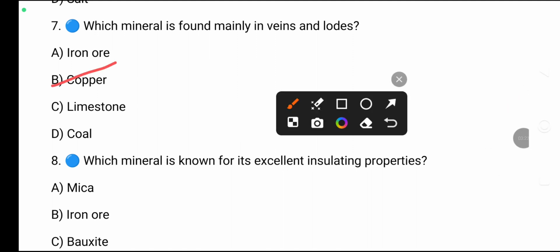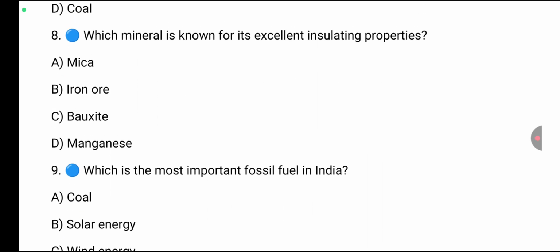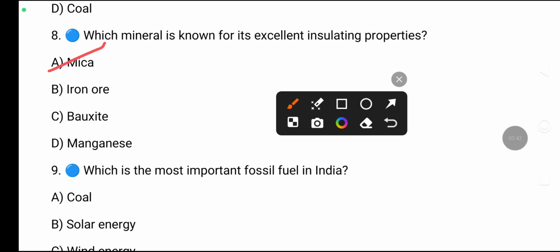Now moving on to question number 8. Which mineral is known for its excellent insulating properties? Options are given: mica, iron ore, bauxite and manganese. Answer will be A, that is mica.